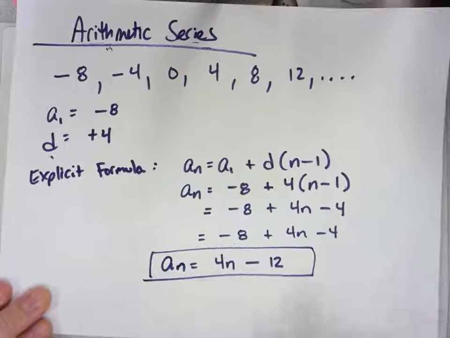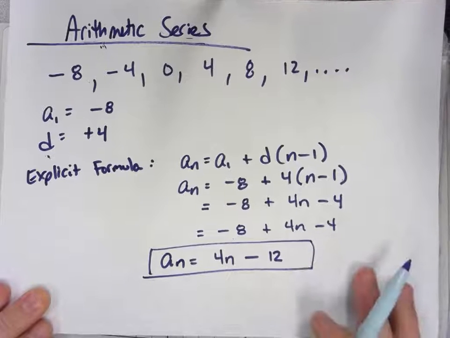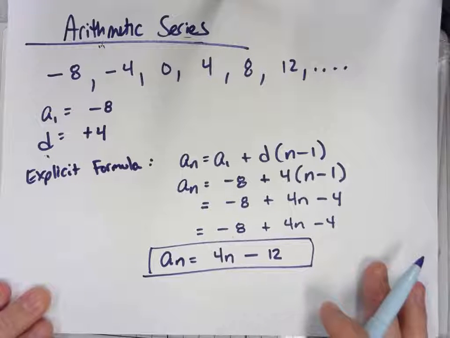So I can calculate any term in this sequence if I simply say what term number I'm looking at. If it were a sub 100, I'd plug in n equal to 100 and get 400 minus 12, which is 388, I think.